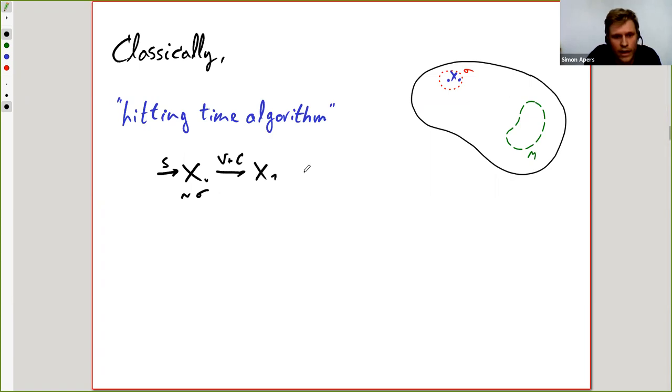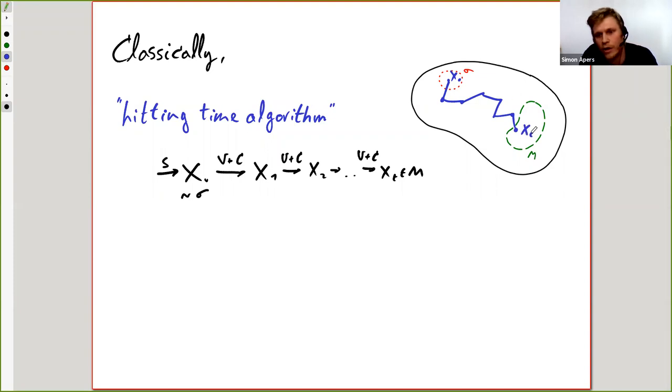And then we get x1. Then we do the same thing. We update the state and we check, we get x2 and so on, until at some point we find xt in M, all right? So basically this looks like this, right? We take a step and we check and so on, until at some point we check and we find that indeed we found a marked element. So this is a straightforward thing to do, right?